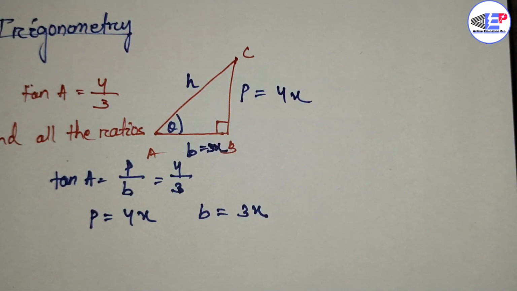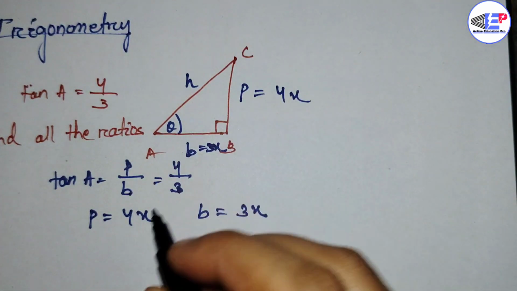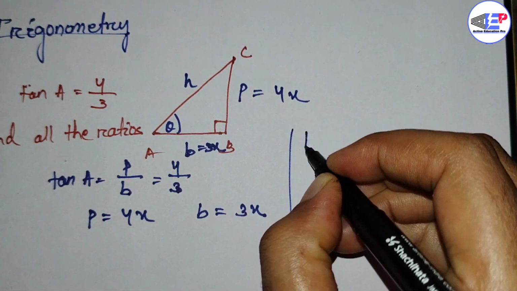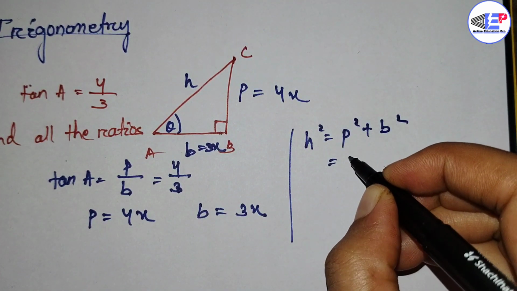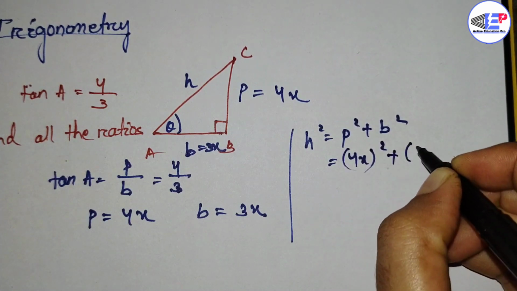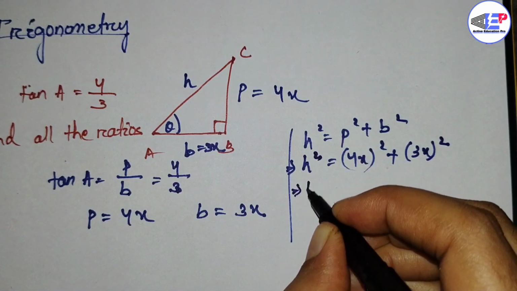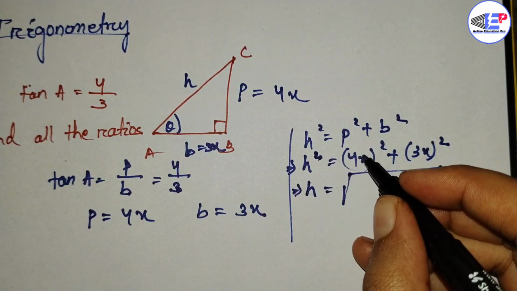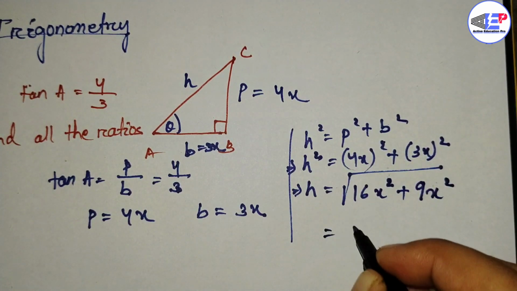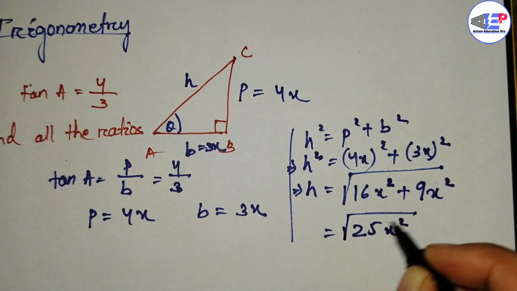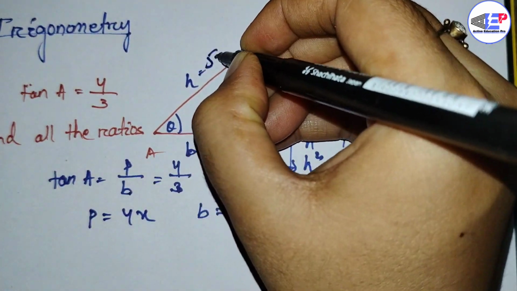If you want to find all the ratios, then you must find the hypotenuse length. According to the Pythagoras theorem, h square is equal to p square plus b square. Here P is 4x, so (4x) square plus (3x) square is equal to h square, the square of the hypotenuse. Then h will be root over 16x square plus 9x square, which is root of 25x square, and your answer will be 5x. So the hypotenuse will be 5x.